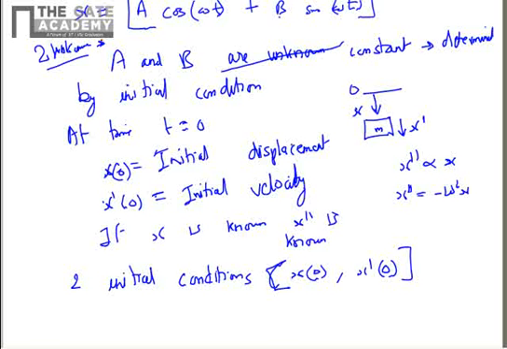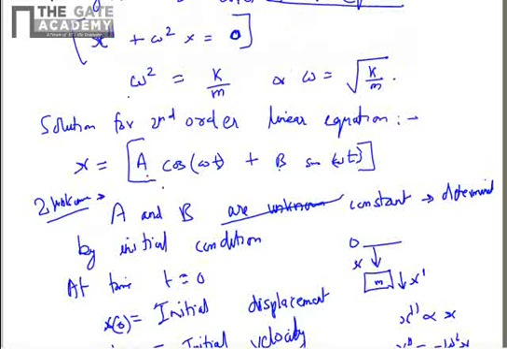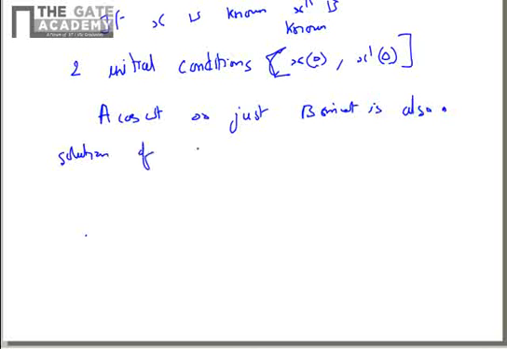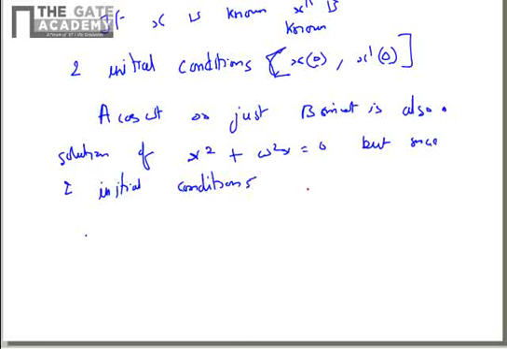We have the same number of known constants. That's why we have taken an equation of the form a cos omega t plus b sin omega t, because just a cos omega t can also serve a purpose. It is also one of the solutions of this equation, x double dash plus omega square x. So a cos omega t or just b sin omega t is also a solution of the second order linear differential equation. But since two initial conditions are there, we have taken two unknowns, to make our solution general.